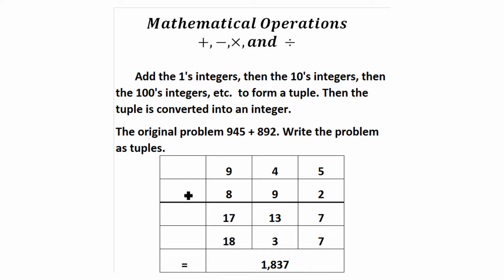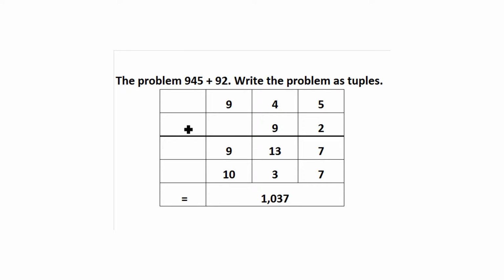Now, we're going to add 5 and 2. That's 7. That's the ones integers. Now we do the tens integers. 4 and 9. That's 13. Add the hundreds integers. 9 and 8. That's 17. Bring the 7 down. The 13. Bring the 3 down. Move the 1 to the 17. Add it to the 17, and that gives 18. Our final number is 1837, which is 1,837.